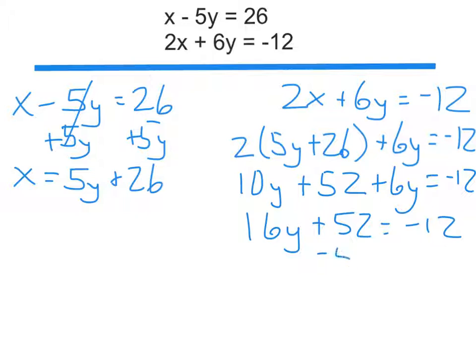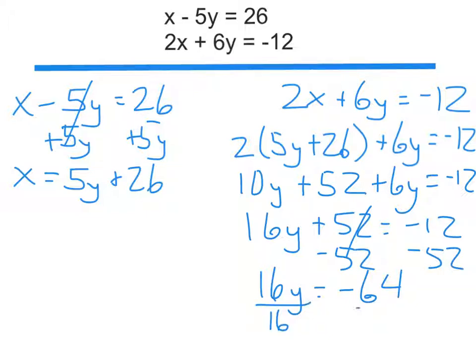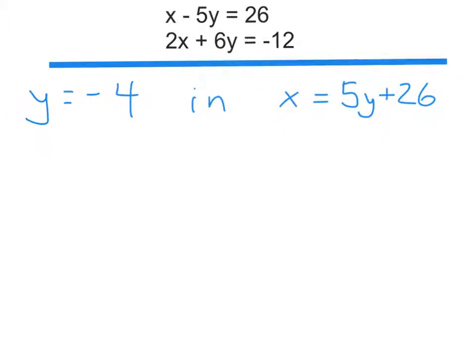Let's move the 52 over, subtract it from both sides. 16y equals negative 64. And then lastly, we'll divide both sides by 16, and that will give us y equals negative 4. Right, so we solved for a variable, we plugged it in, we solved that equation, and now we have our first solution, y equals negative 4. The last thing we're going to do is take the solution we have and plug it back into one of the original equations, solve for the other variable. So since we have y, we're going to plug it back in and solve for x.